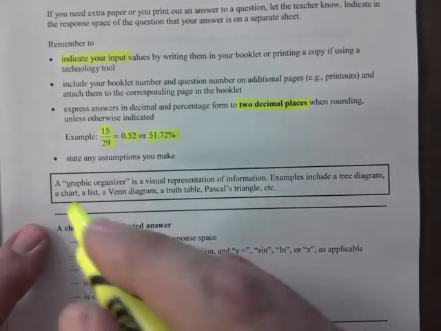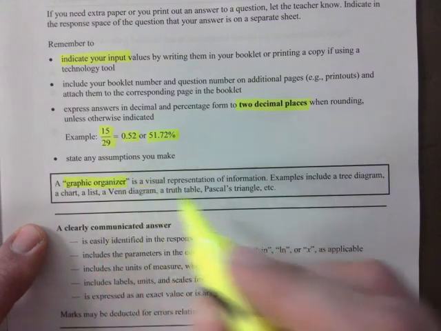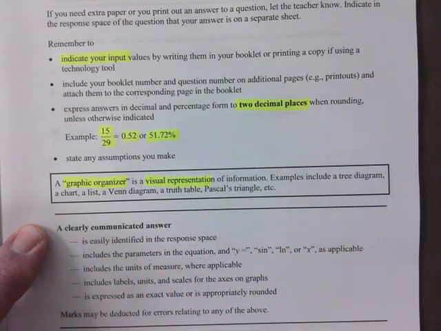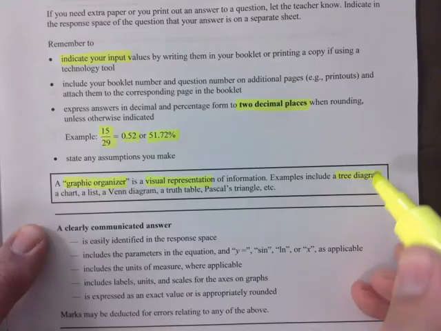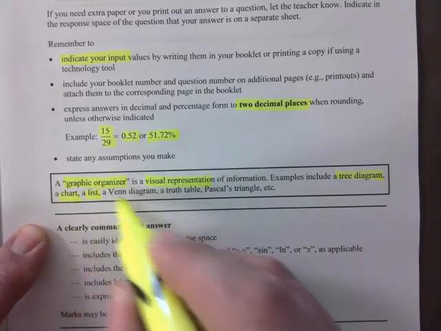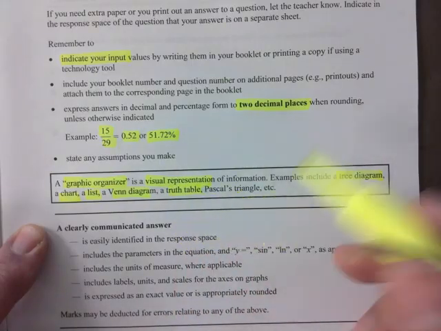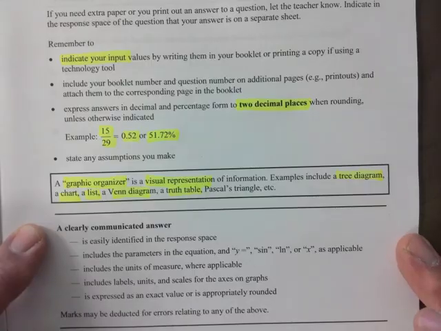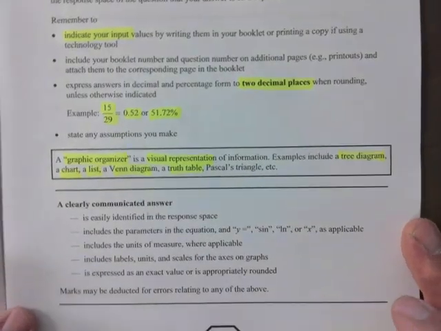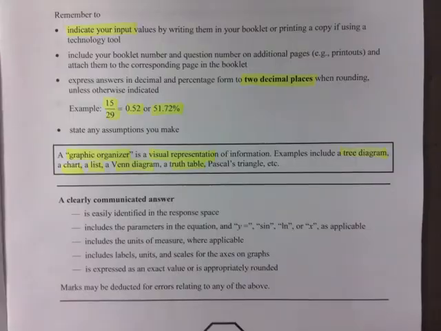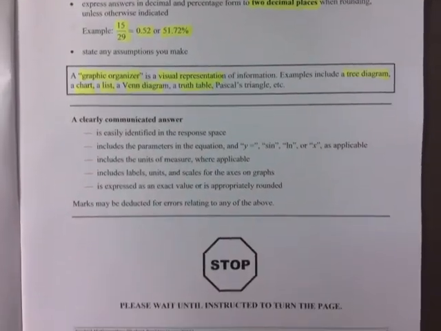Also, this is important for you. If it says graphic organizer or visual representation, you may use a tree diagram, a chart, a list, a Venn diagram, truth table, Pascal triangle. We didn't do Pascal. If you do pre-cal, you will be exposed to that. So I guess they still have it available if you want to use it.